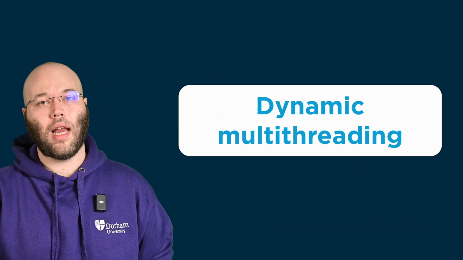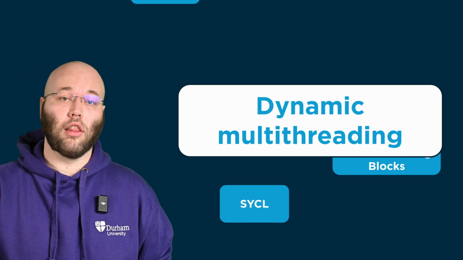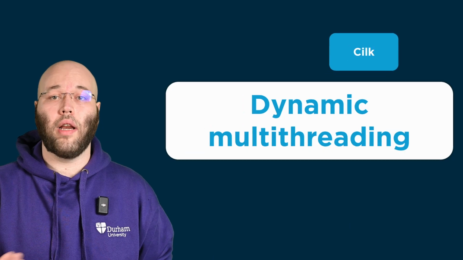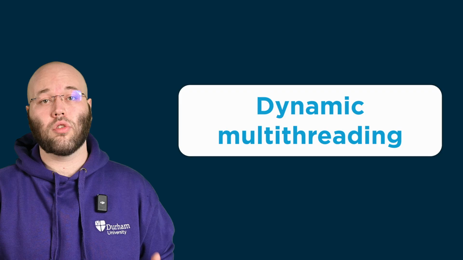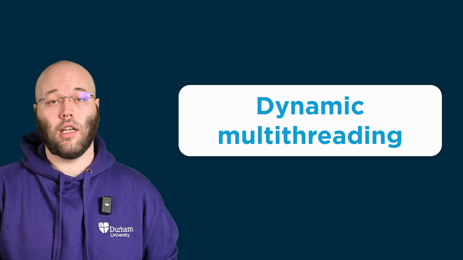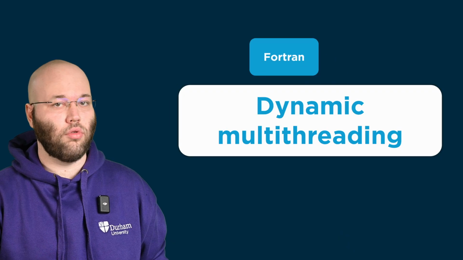Nowadays, many dynamic multithreading languages such as OpenMP, SYCL, Intel Thread Building Blocks, Cilk, Habanero, and others are available. Some modern programming languages also natively support multithreading, such as C++ since the C++11 standard and Fortran since Fortran 2008.